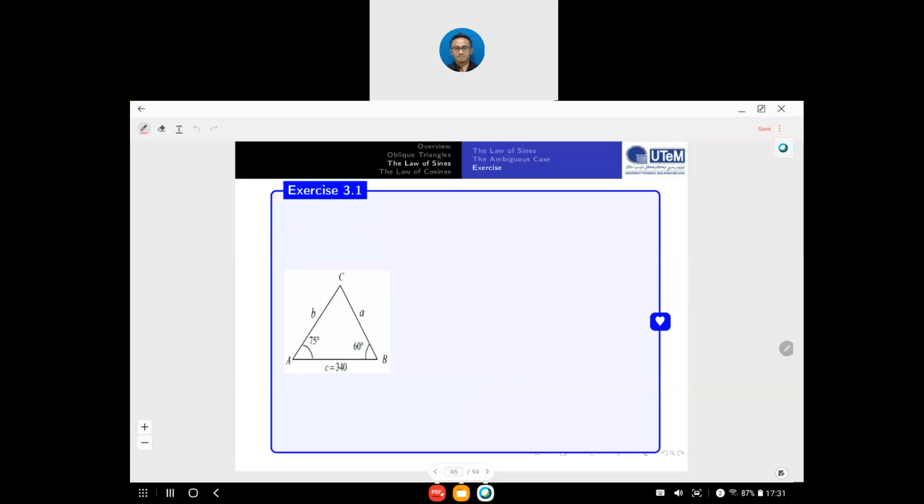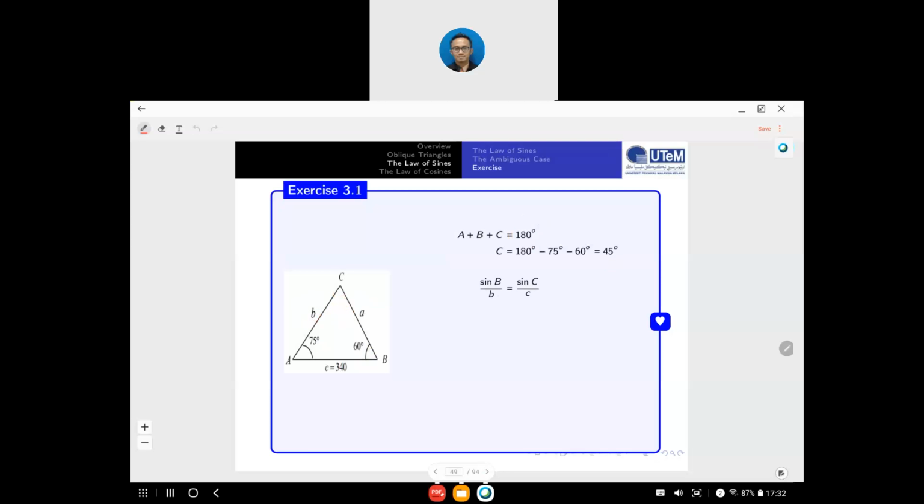So by using the law of sine, we can find the angle C here, because we know that the sum of the angles in a triangle is 180. So A plus B plus C equals 180, because we already know that A equals 75 degrees, B equals 60 degrees. So C you can get 45 degrees. Since you already get C here, which is 45 degrees, next we can find the length b and length a by using the law of sine.